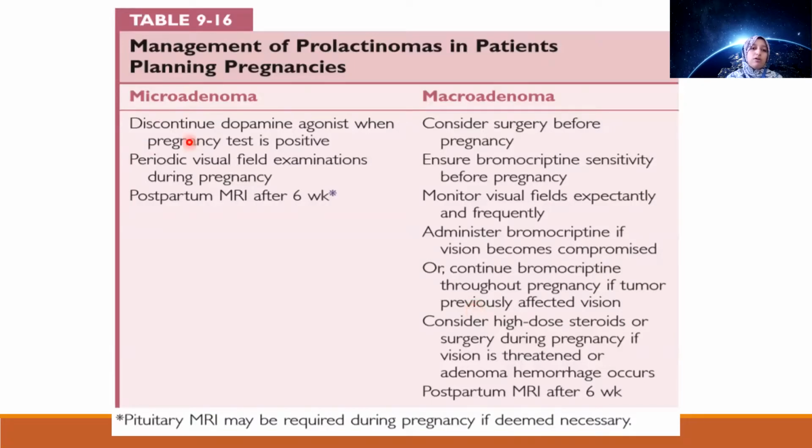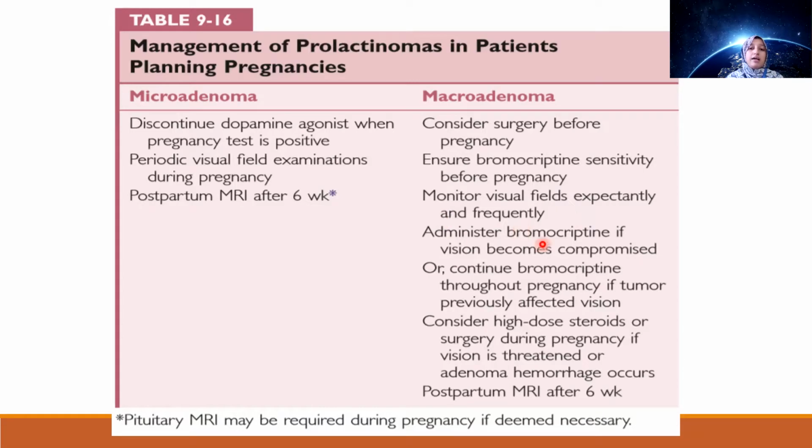If there is a microadenoma, discontinue the dopamine agonist therapy when the pregnancy test is positive. Do periodic visual field examination during pregnancy, maybe monthly or 3 monthly. And after postpartum, you can check for MRI after 6 weeks. Whereas for macroadenoma, consider doing surgery before getting pregnant. And then ensure that bromocriptine sensitivity is there with the pregnant woman. The patient is responsive to bromocriptine, for example, if it is required.